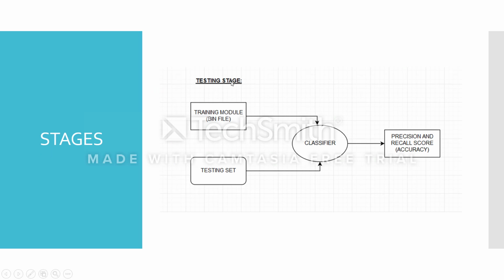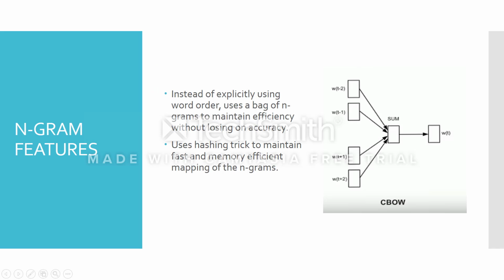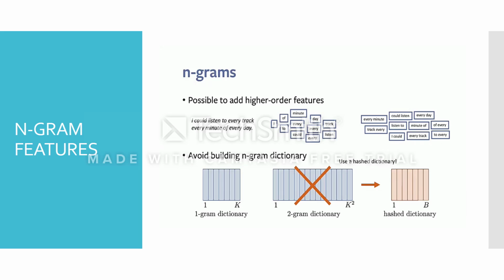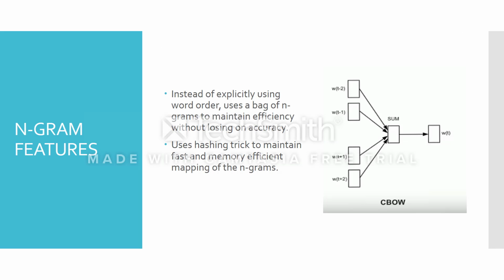So, n-gram features. What this classifier does is, it takes a lot of words together. If you take one word, like over here, it's called a unigram. If you take two words together, it's called a bigram. Whereas the fastText classifier takes n-grams.